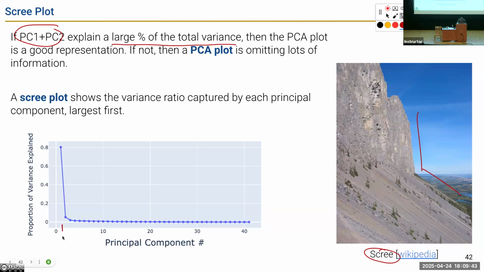So for PC1, notice the variance explained is 80%. Using just one principal component on that rectangle data set, I can explain 80% of the variance in my data. Okay, using the second principal component, it gives me a lot less. And after that, I have that sort of diminishing returns.